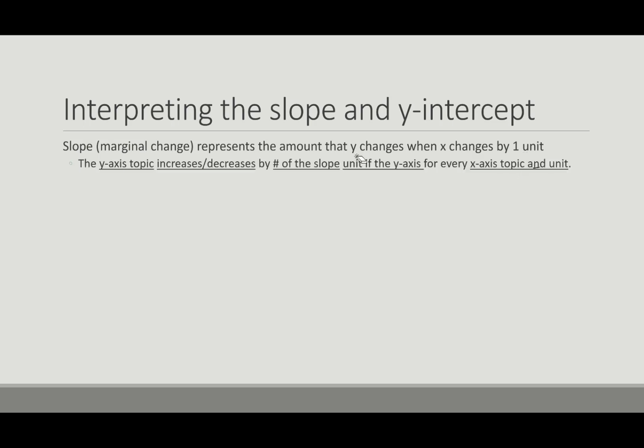So when we interpret these, you can use this structured sentence here if you want to. You do not have to. This is not the only way to interpret it. But if you need something a little more concrete, this sometimes helps, especially when you're first starting out. So we would say that the y-axis topic increases or decreases by whatever value we got for the slope, and then we would put the unit of the y-axis for every x-axis topic in unit.